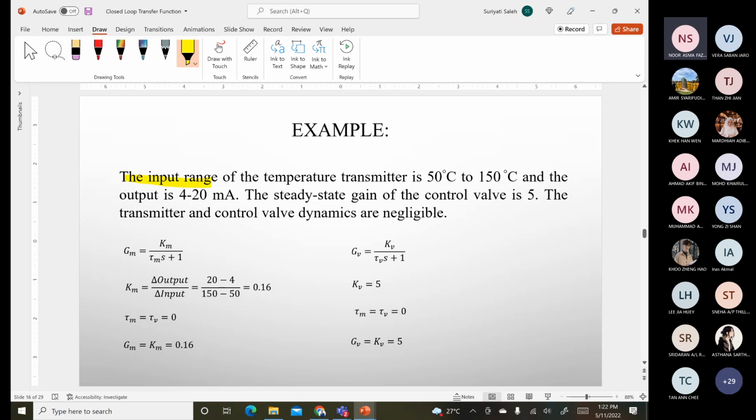The input range of the temperature transmitter is 50 to 150 degrees C, and the output is 4 to 20 milliampere. So if we take a look at the first sentence, the input range of the temperature transmitter, here the term is transmitter. So this is referring to the GM.